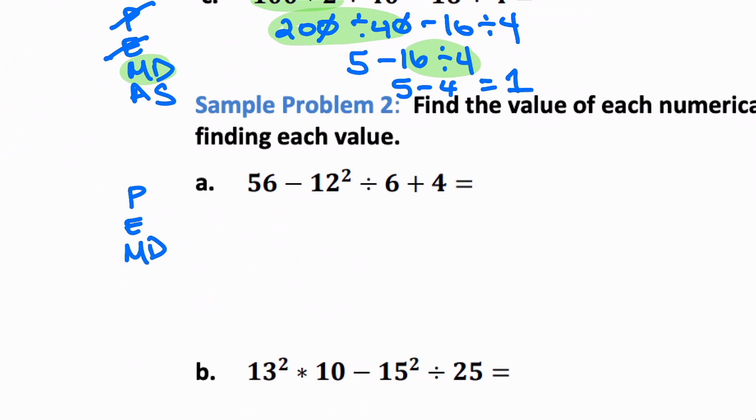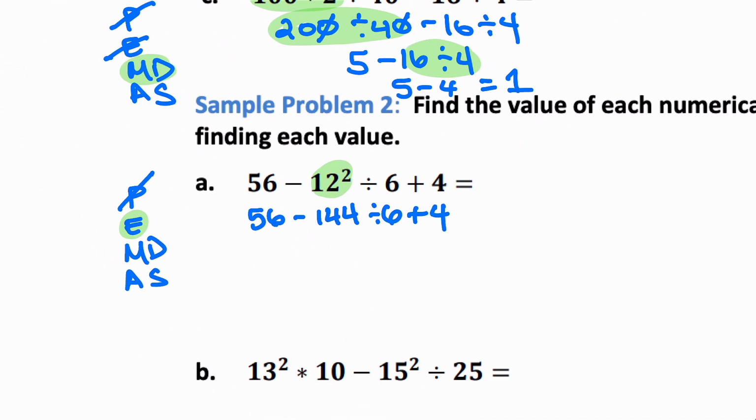So I'm still going to write PEMDAS. I'm still going to look for parentheses, and I don't see anything. I do, however, see exponents. So let's handle the exponent here. 12 squared means 12 times 12, which is 144. So I'm going to write 56 minus 144 divided by 6 plus 4.